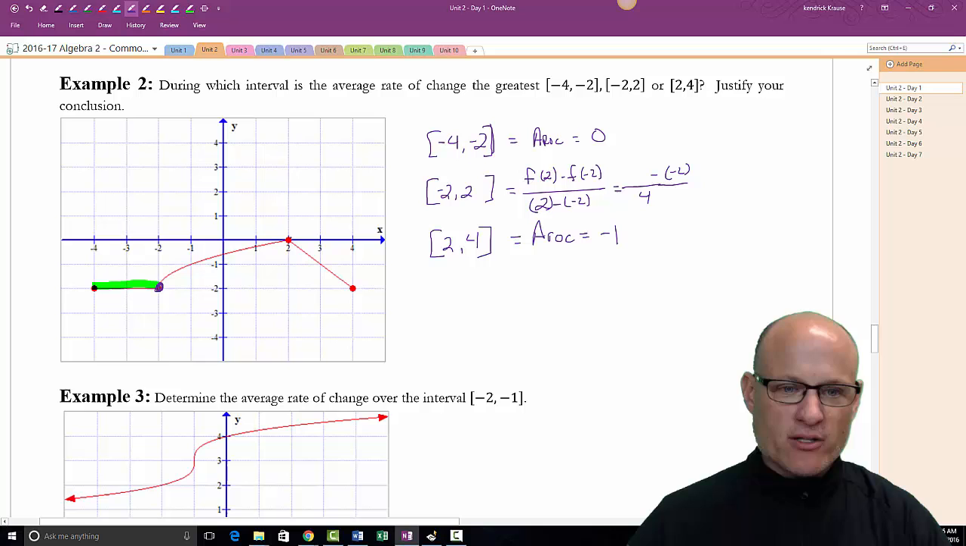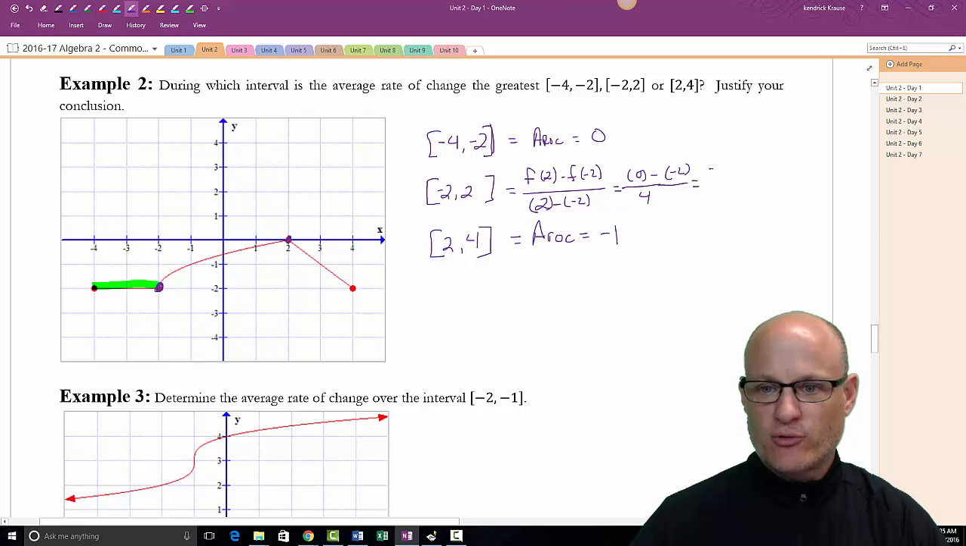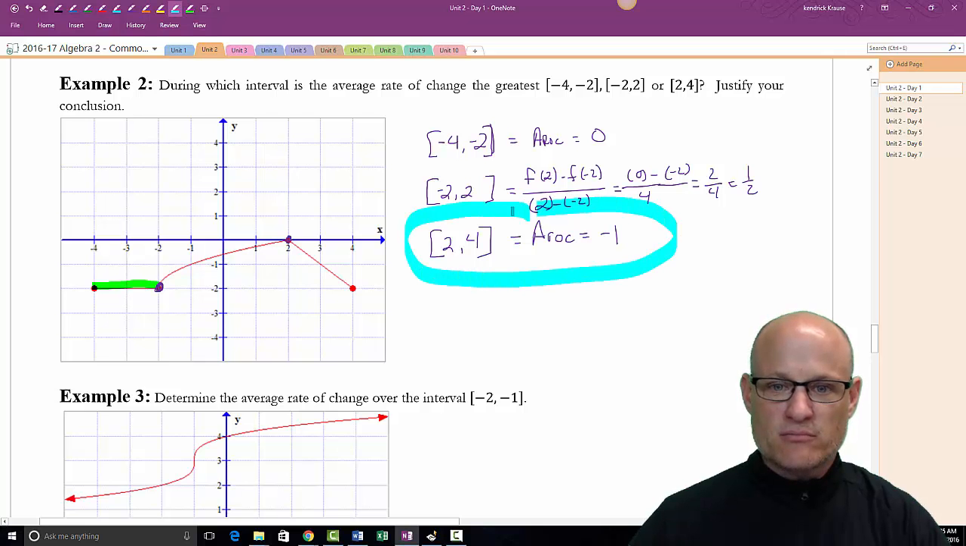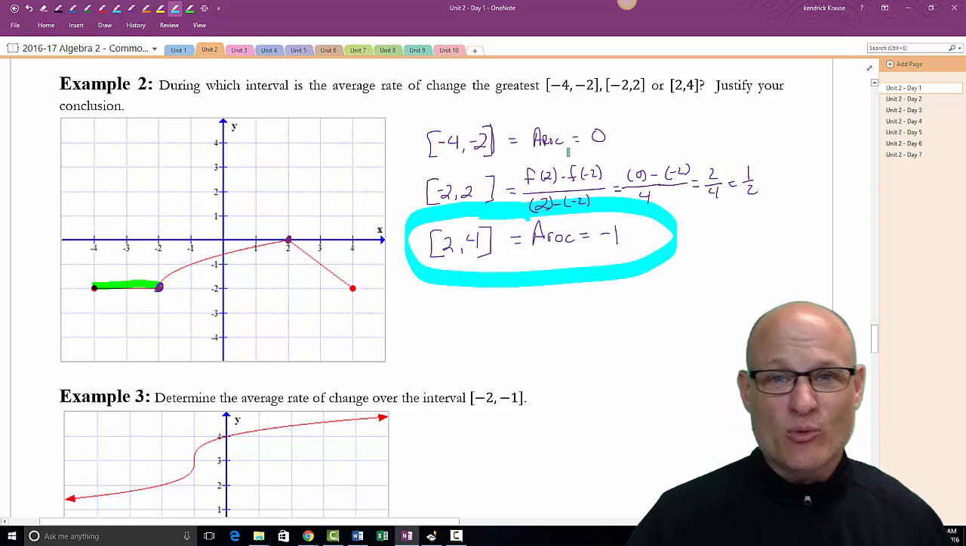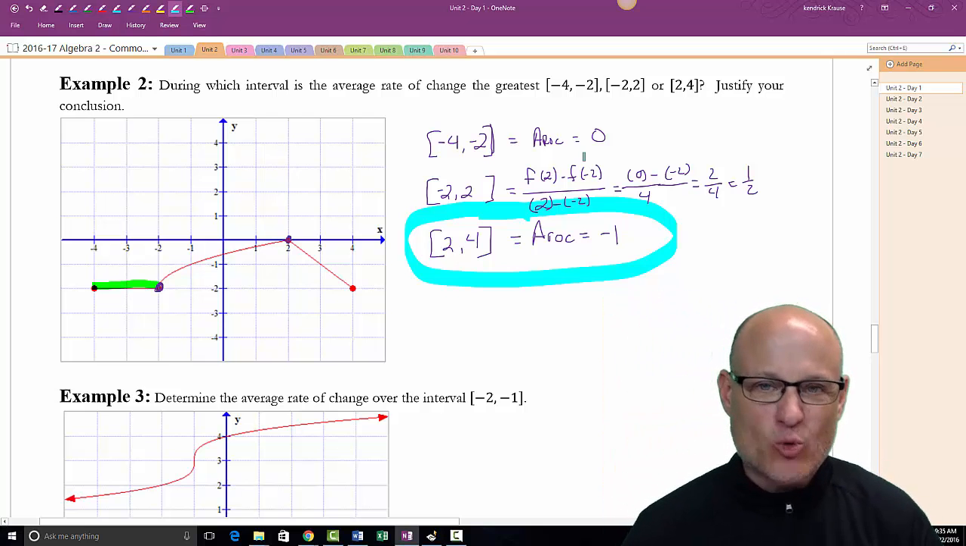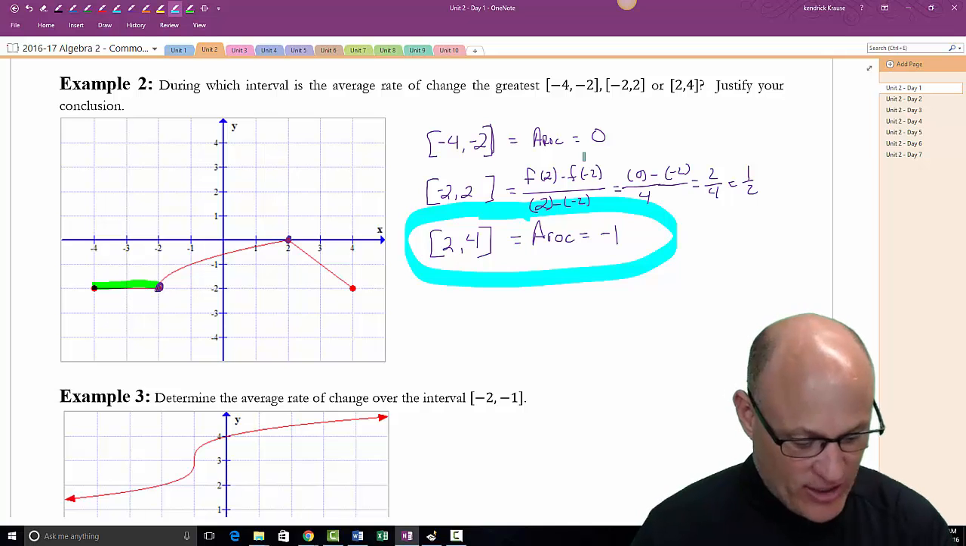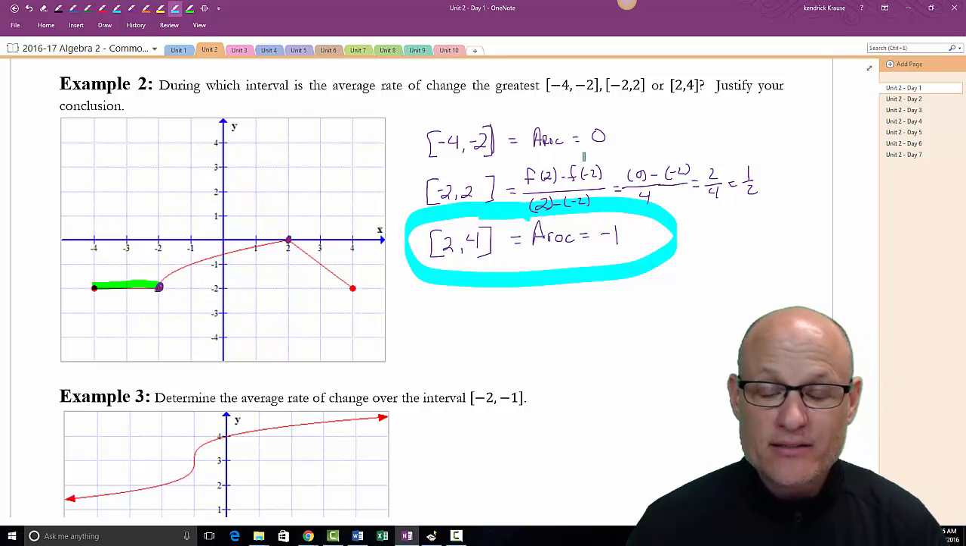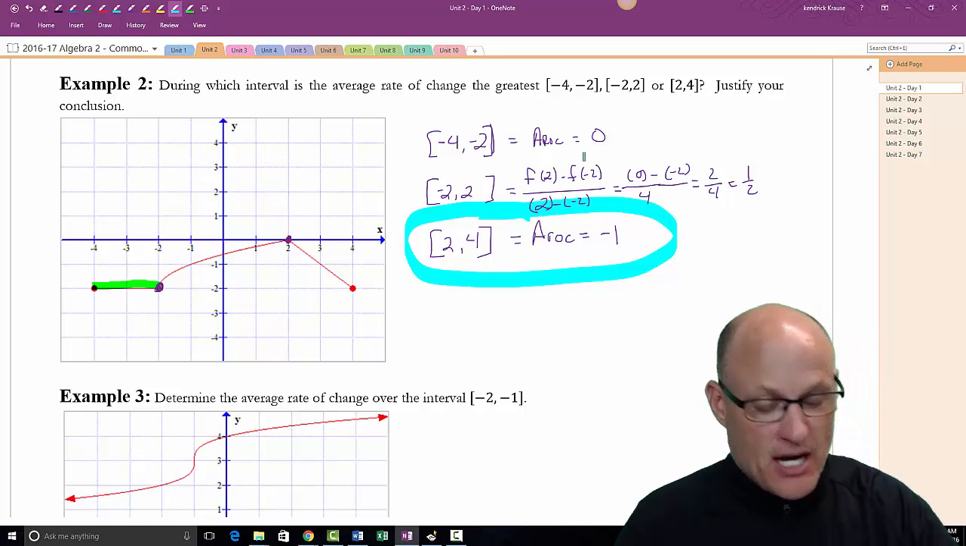And what's the y value here? Oh, the y value here is 0. So this ends up being 0 minus -2, which is just 2 over 4. So it's 1/2. So the question says, over which interval is the average rate of change the greatest? The answer then would be over this interval. Remember, when we're talking about greatest, it doesn't matter if it's negative or positive. Which one has the greatest change? That has the greatest change negatively, but it doesn't matter. All right, so that one's done.